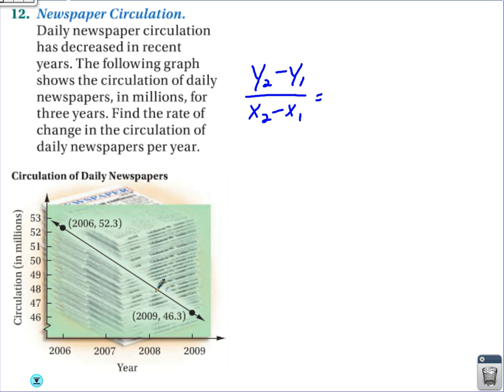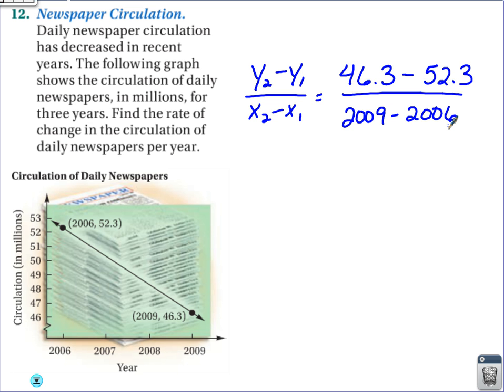I'm going to let this be my second point and this be my first point. My second y would be 46.3 minus my first y, 52.3, divided by my second x, 2009, and my first x, 2006. As we subtract these, we went down from 52.3 to 46.3. That's a decline of 6, and again that was in millions. So negative 6 million over the course of those 3 years.